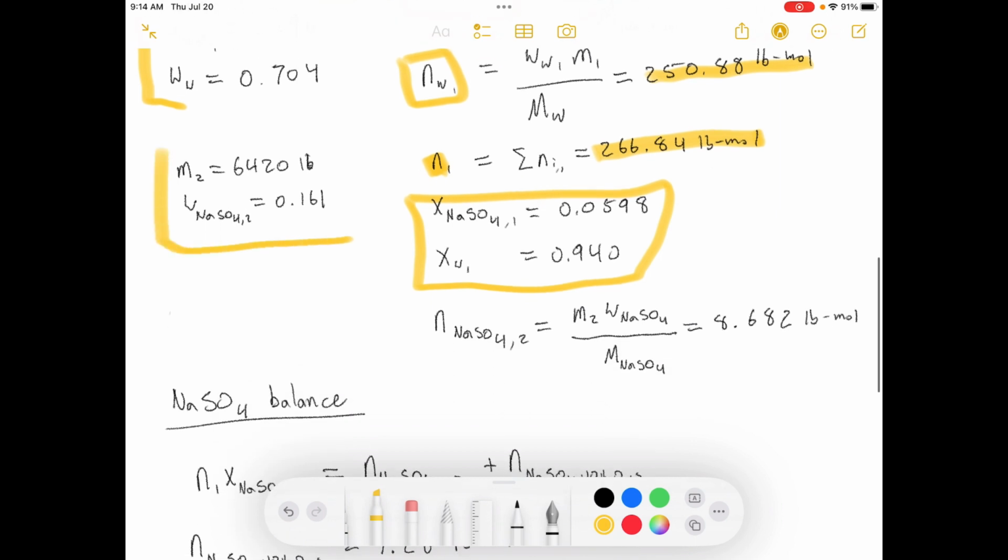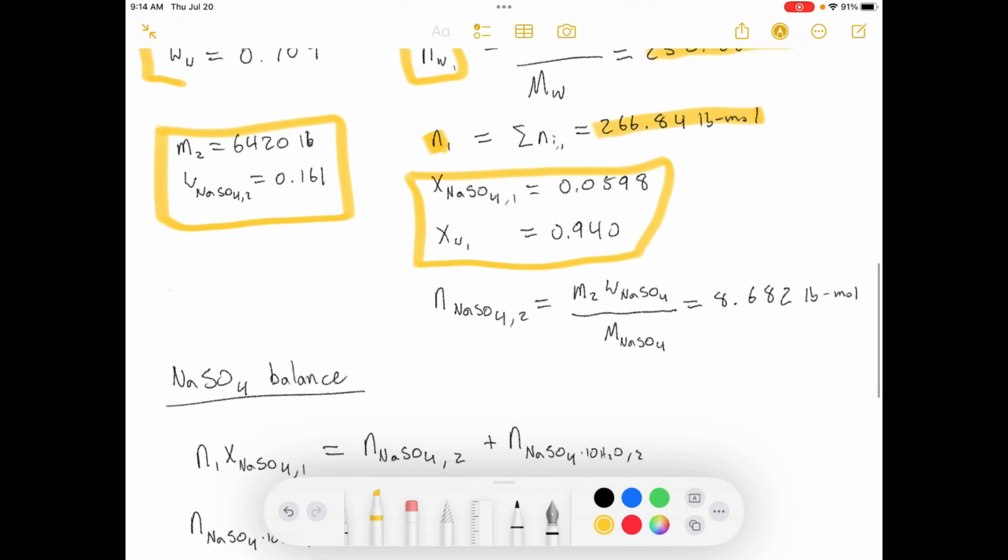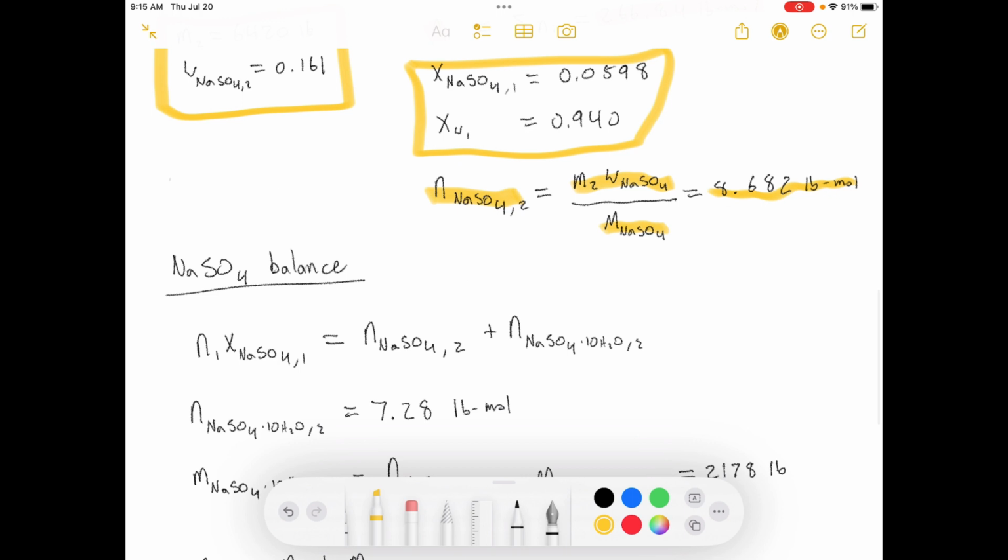Then I do the same thing for stream 2 for the information we were given, and I ask how many moles of sodium sulfate are in stream 2. There's this much mass of sodium sulfate in stream 2, and this is the molar mass of sodium sulfate, so that means there are this many moles of sodium sulfate in stream 2. Well, now we have enough to do a sodium sulfate balance, right?